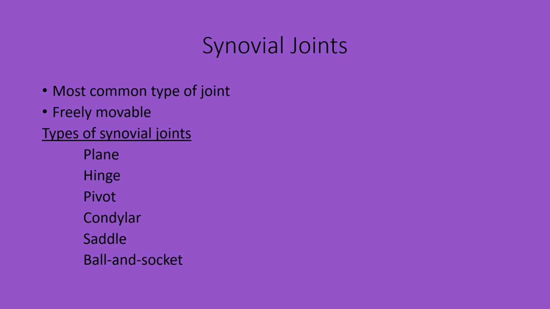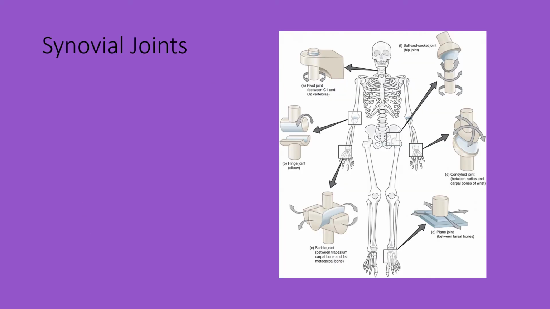The most common type of joint are your synovial joints. These are freely movable. You do have a cavity there. Now there's different types of synovial joints depending on how they come together and the type of movement that's going to be there. The six main types are plane, hinge, pivot, condylar, saddle, and ball and socket. And in this diagram, it does show examples of all six of these, what it looks like, and examples of where you actually can find some of those joints.